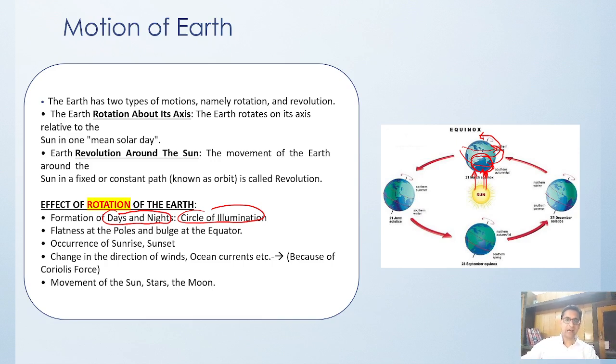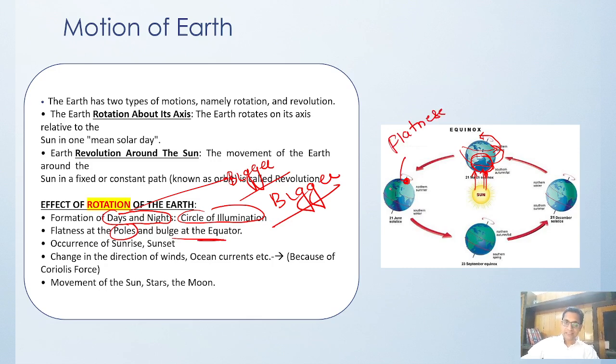In some places days are longer, some places nights are longer. Some places they are of 6 months and 6 months. Some places we have very few days, less sunlight. Okay. Then because of the rotation, the Earth has flatness at the pole and bulge at the equator. If you see, you will find a little bit of flatness at the pole, and you can see the bulge near the equator. That is because of the rotation of the earth on its axis.